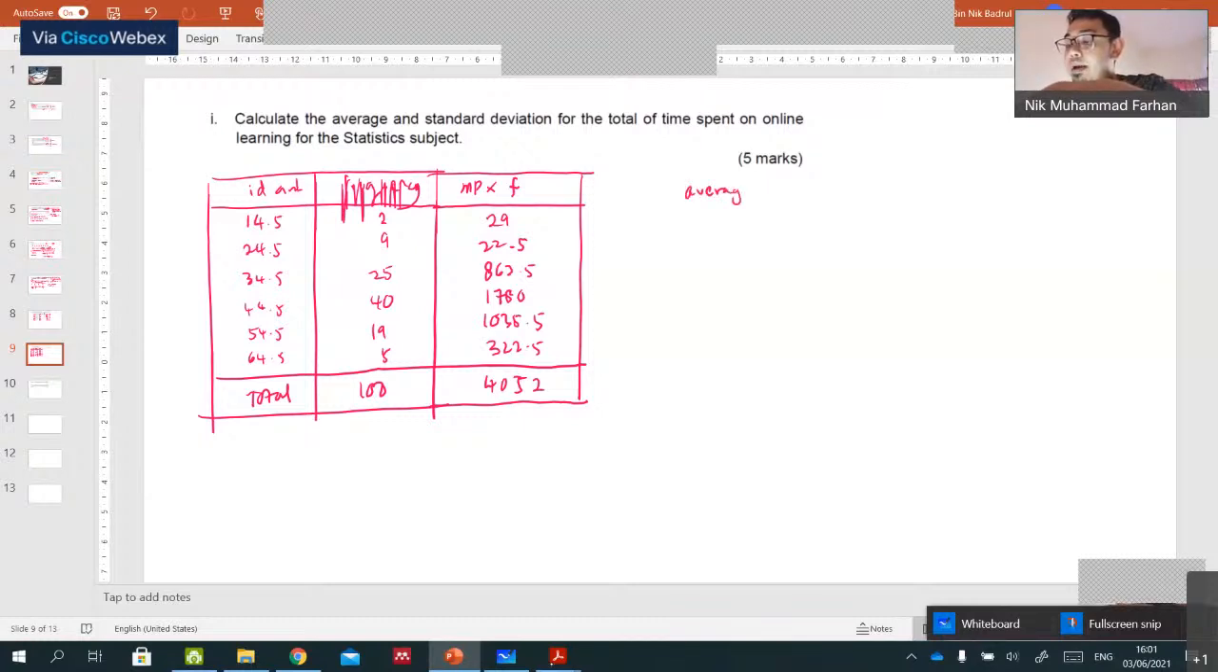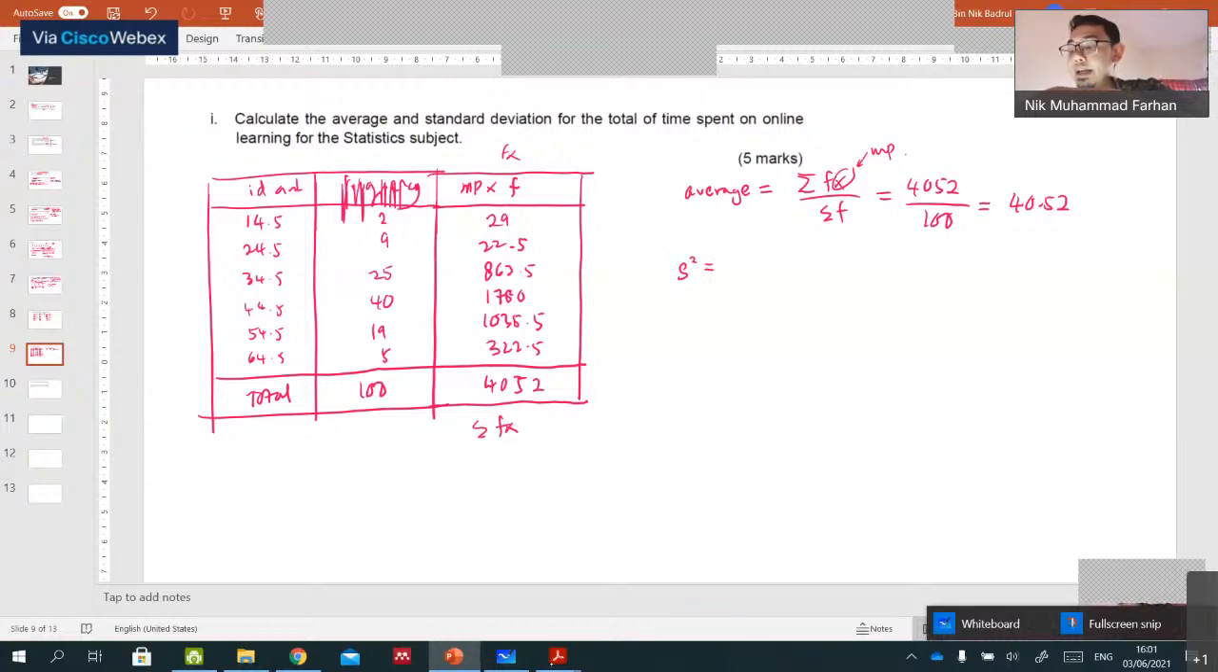So average, the formula is the summation of fx over summation of f. In this case, x ni adalah midpoint. Kita dah darab lah f dengan midpoint ni. Okay, f darab x. So summation of fx is here. So we already calculate it to be 4052 divided with summation of f, which is 100. Okay, bahagi 100. So, you dapatlah 40.52. Right, for standard deviation, S, mula-mula kita cari S square dululah, variance.